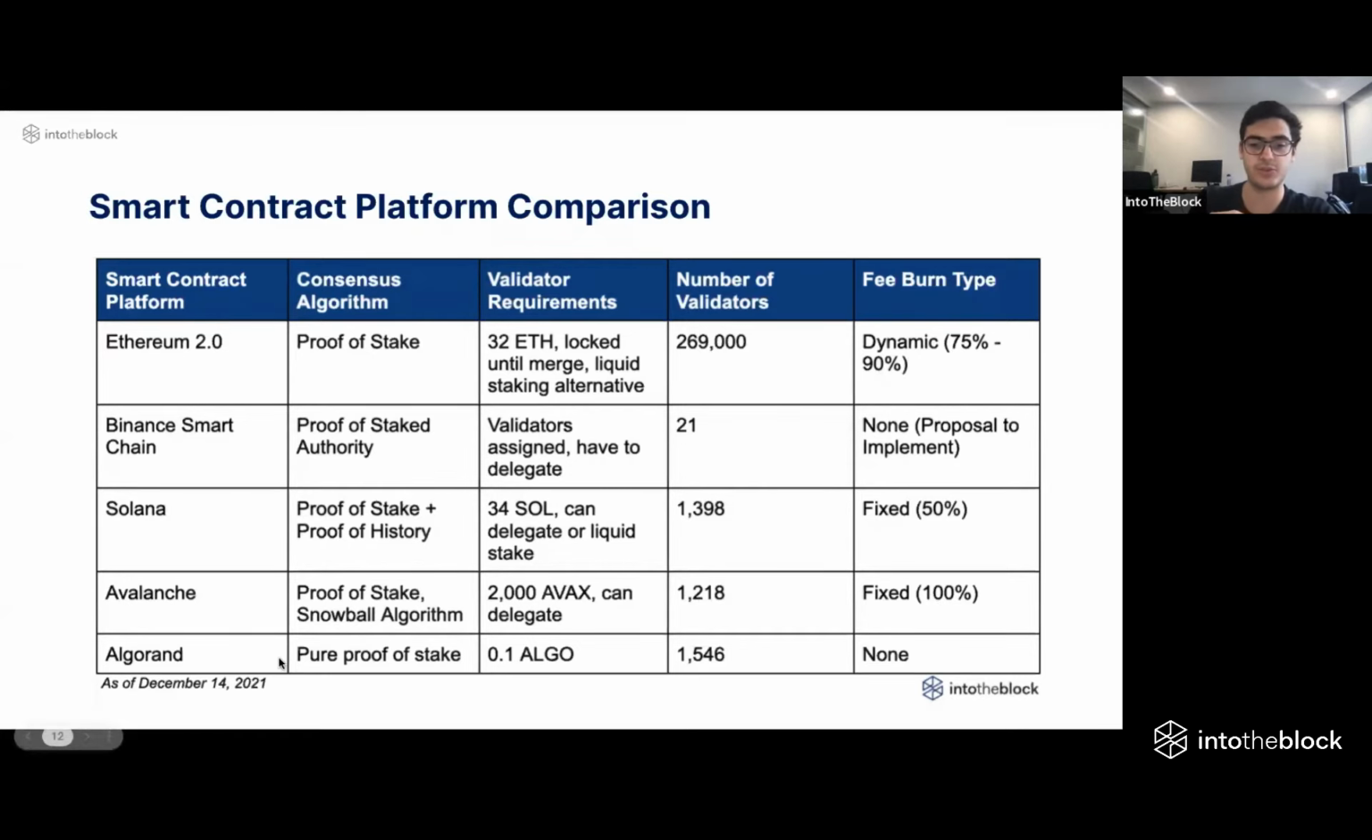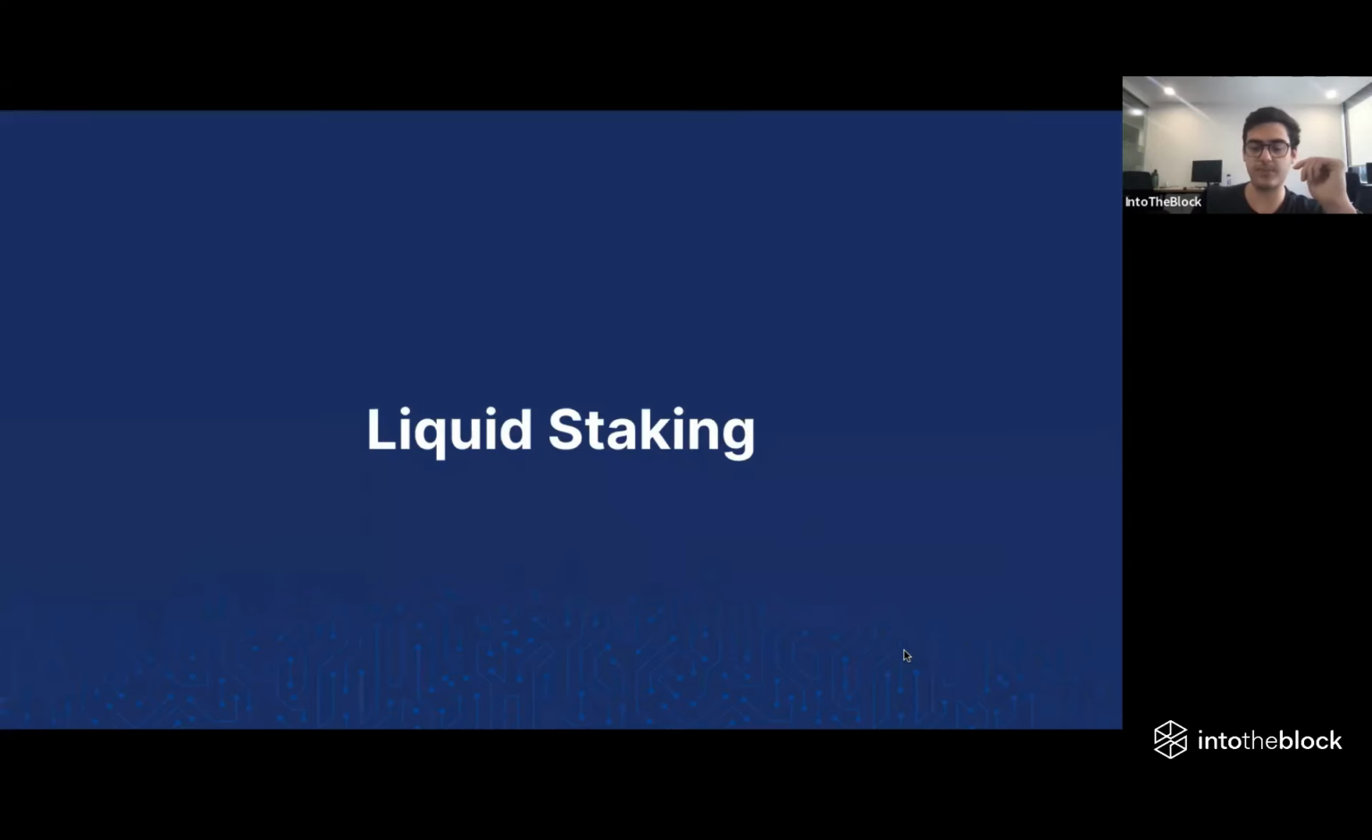Then there's Algorand, which takes a more accessible approach, requiring only 0.1 ALGO tokens to stake. This makes it such that virtually any holder of ALGO, since it's valued at about $1, can stake. For this reason, and the verifiably random selection of nodes, they call it pure proof of stake. And there are currently 1,546 validators. I believe it's the second or third highest number of validators. So it's incredibly decentralized, and they don't have any fee burn.